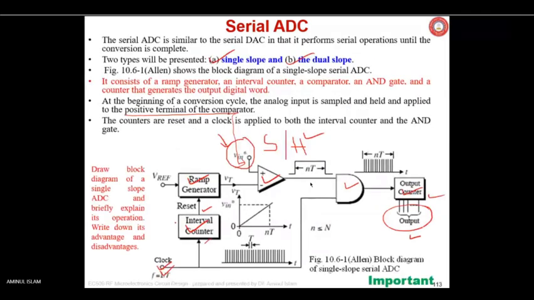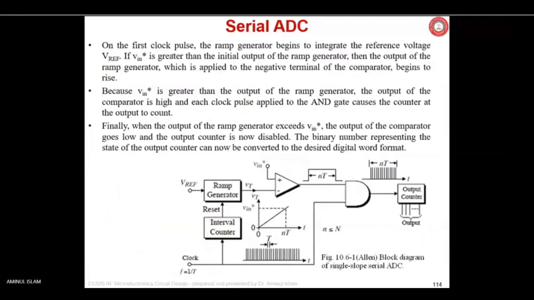What happens here? See that clock is applied here, which is applied to this interval counter as well as the AND gate. The clock will be getting path only when the other input of the AND gate is high. Otherwise, clock will not be going and counter will not count. When the first clock falls, the ramp generator begins to integrate the reference voltage Vref.